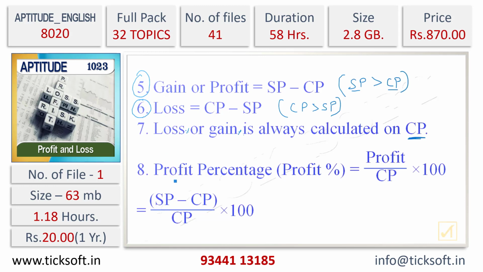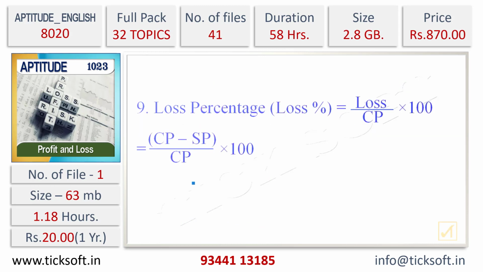Now we are going to see two more formulas which are very useful to find the profit percentage and the loss percentage. We know that loss percentage as well as gain percentage are always calculated on CP. So the profit percentage will be equal to profit by CP into 100, because we need the percentage, which is why we multiply by 100. Here the profit will be equal to SP minus CP. So we get (SP minus CP) divided by CP into 100 as the formula for finding profit percentage.